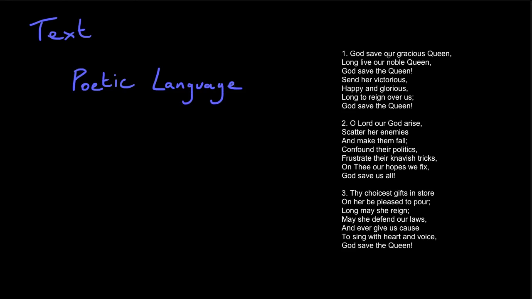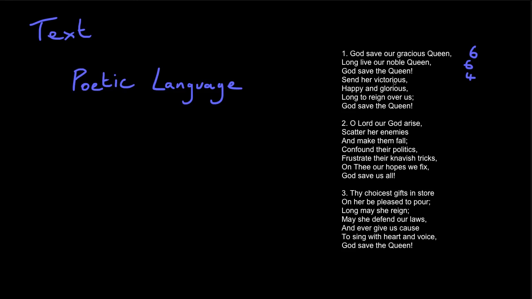Now, you can see that here in this text that I've chosen. It's the British National Anthem, and we can just see how carefully the person that wrote these words has thought about the way they're going to structure the text. Let's just count the syllables as a first thing. So the first line is "God save our gracious Queen," so that's six syllables, and then the next one is "long live our noble Queen," so another six syllables. Then "God save the Queen" is four. Okay, so we've had a line of six syllables, a line of six syllables, and then a line of four syllables. Let's have a look at the next line.